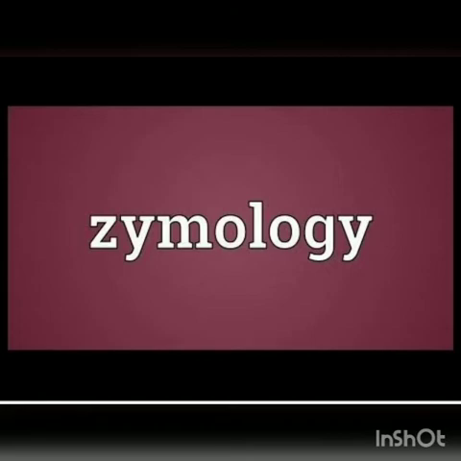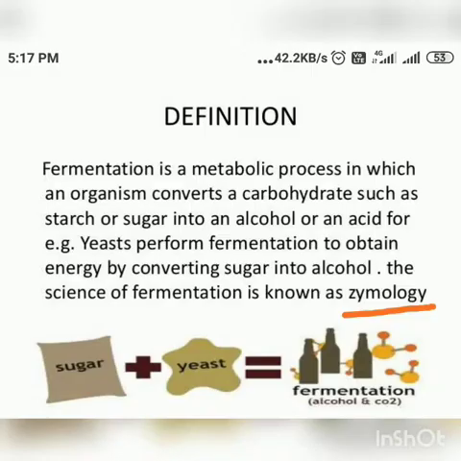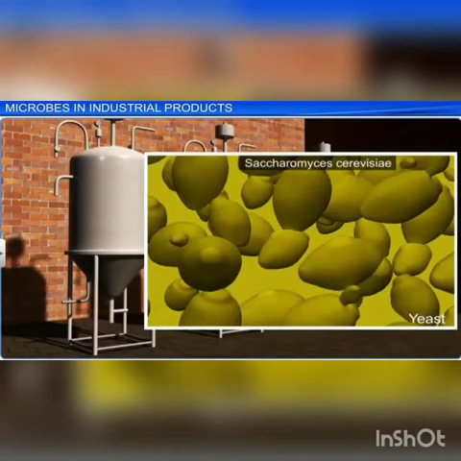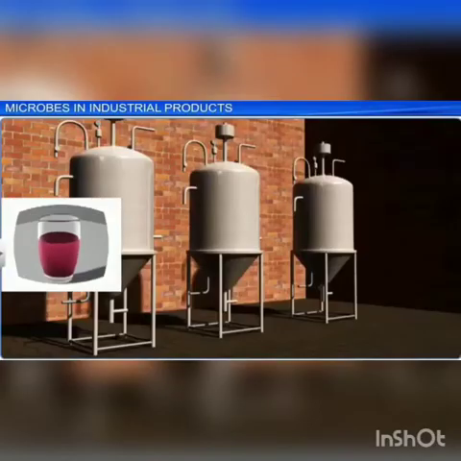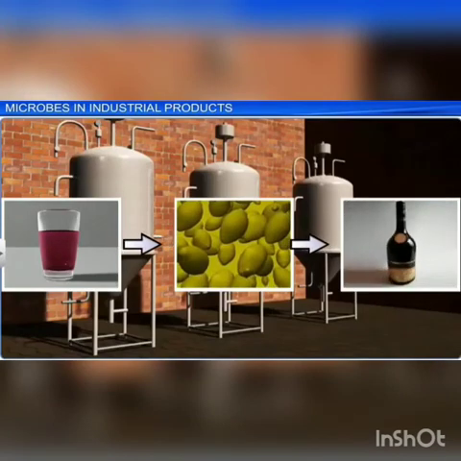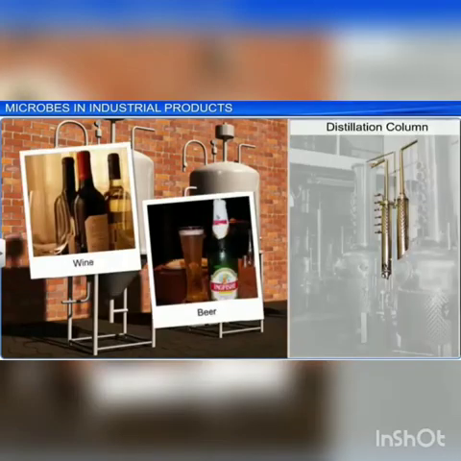Zymology is an applied science which deals with the biochemical process of fermentation and its practical uses. Zyme means enzyme. Saccharomyces cerevisiae, commonly called brewer's yeast, is used for fermenting malted cereals and fruit juices to produce various alcoholic beverages. So yeast is used for fermenting cereals and fruit juices. Wine and beer are produced without distillation, whereas whiskey, brandy, and rum are obtained by fermentation and distillation.